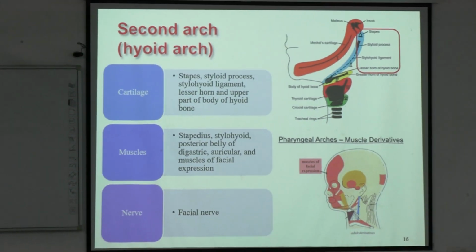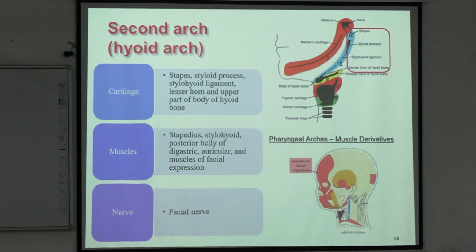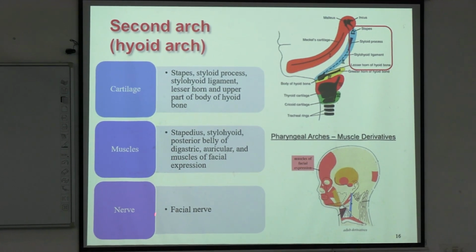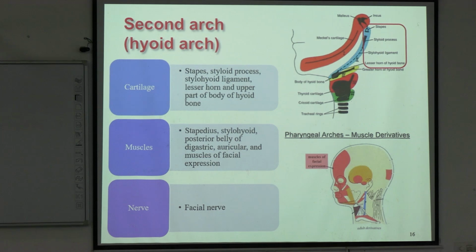So this is the easy part: these muscles, the posterior belly of digastric, and the facial nerve to it. The cartilage which is coming from here is easy. We have this bone out here, known as the hyoid bone. The upper half of the hyoid bone is produced from it, and we are left with one ear ossicle, which is the stapes. So this stapes is produced from the second pharyngeal arch.